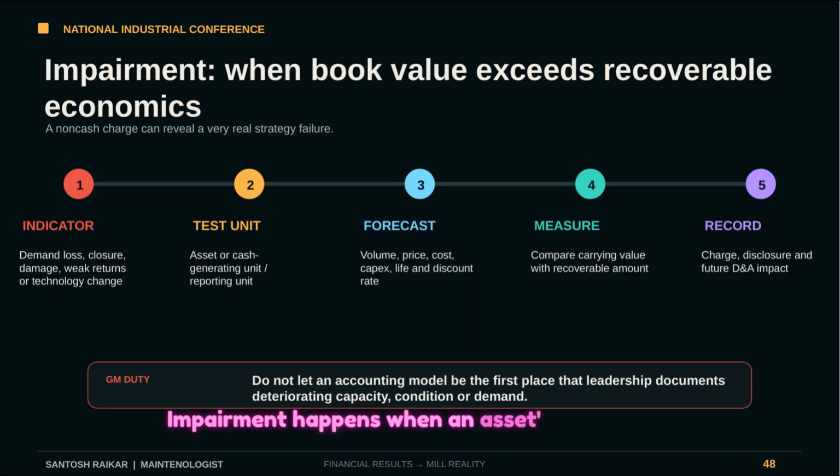Impairment happens when an asset's book value exceeds its recoverable economics. It's a non-cash charge, but it often reveals a very real strategic failure. A GM's duty is to ensure an accounting model isn't the first place this deterioration is documented.